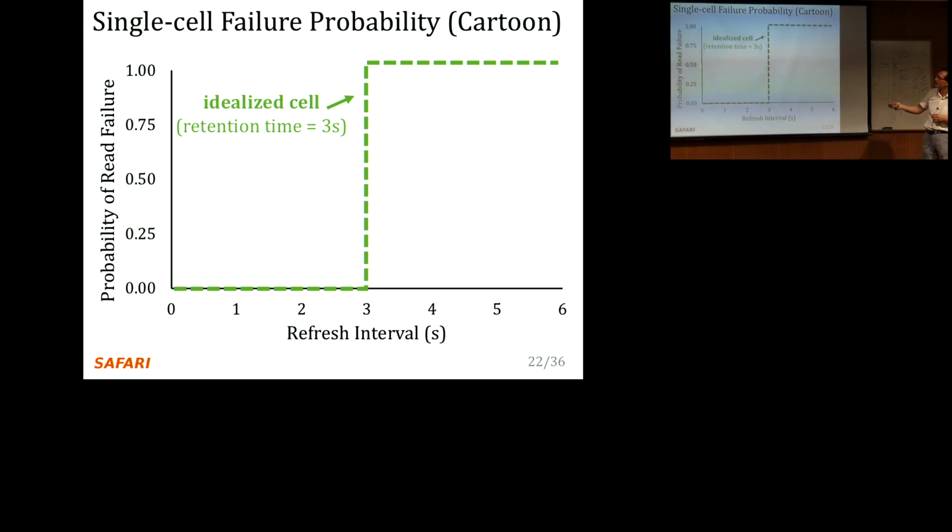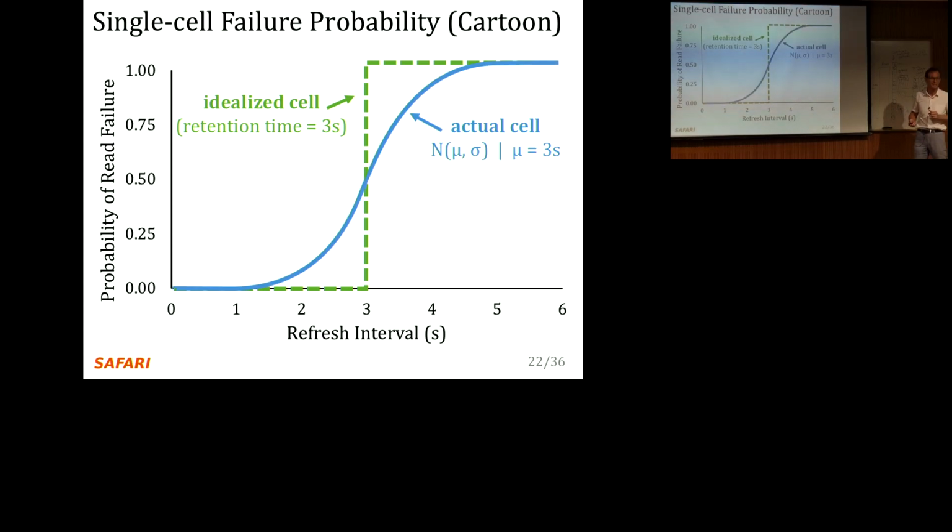Now, we did some analysis of the distribution also. If you look at the probability of a read failure of a given cell at different refresh intervals, if you idealize it, you would like it to be like this, right? Assume that you have a retention time of 3 seconds. The cell fails at retention times that are greater than 3 seconds. The cell operates correctly over here. But real life is not like this. Real life is actually much worse. The actual cell has a distribution that looks like this.